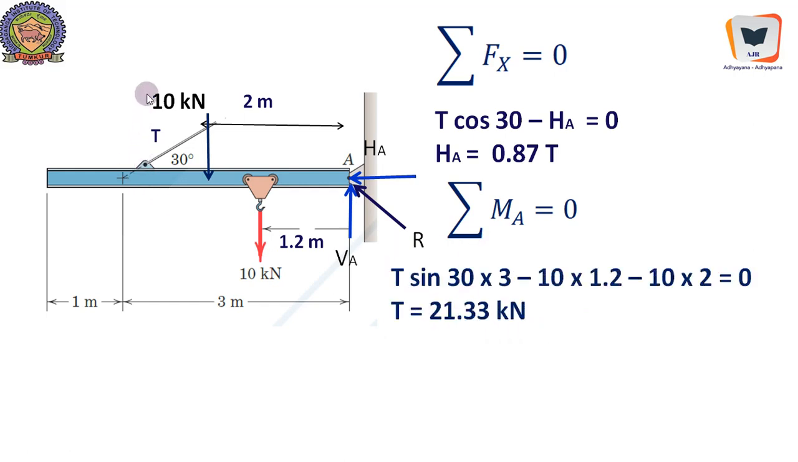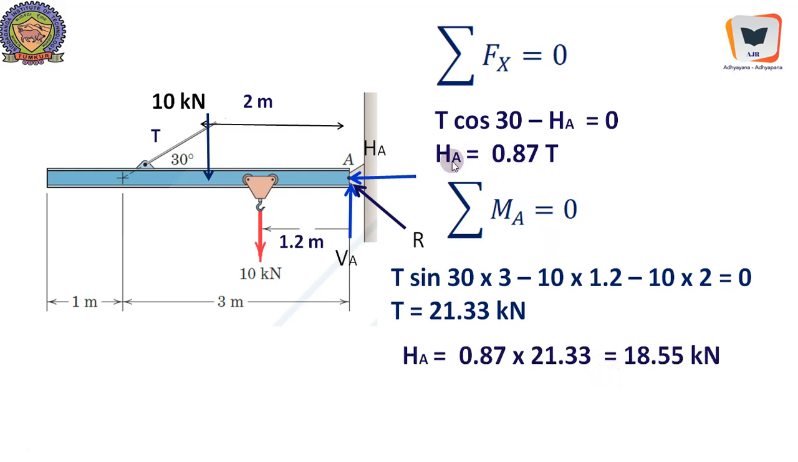So T sin 30, which is going vertically up, is actually acting over here. It is 3 meters given. So T sin 30 into 3, which is clockwise moment, minus 10 into 1.2. This is the applied load into 1.2, that is anti-clockwise in nature, minus 10 into 2. This 10 is the total weight of the beam acting at the center of the beam. It is 2 meters, so minus 10 into 2. This is anti-clockwise, this is also anti-clockwise. The clockwise moment is given by the vertical component of tension. Upon simplifying this, we get T equal to 21.33 kilonewton.